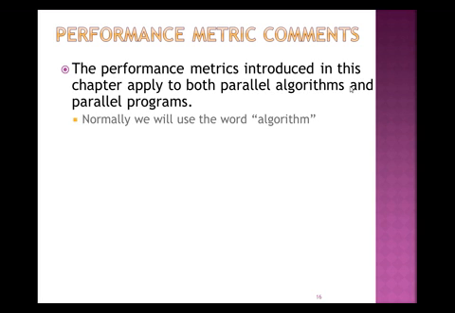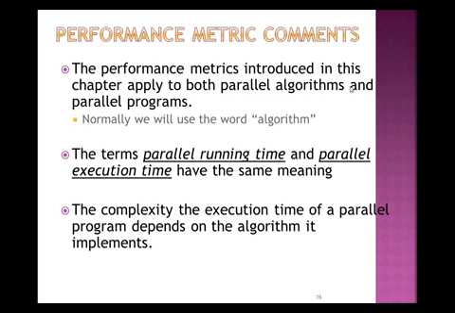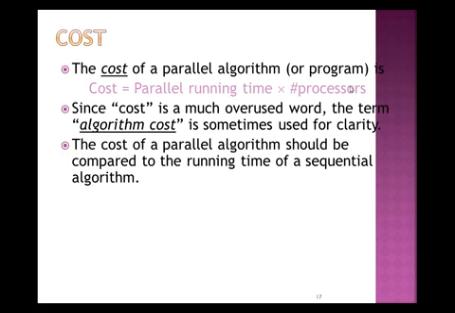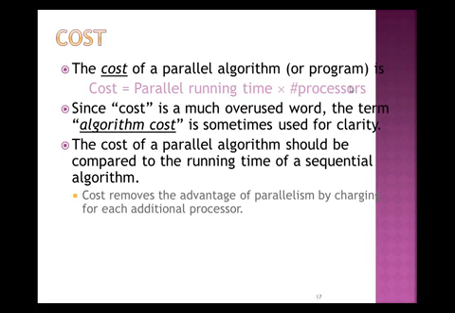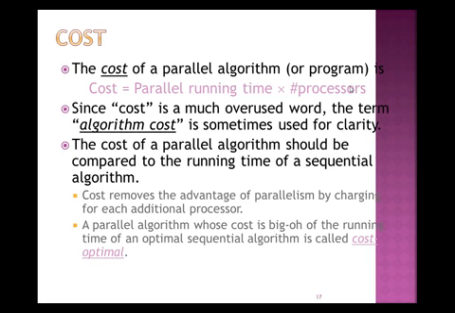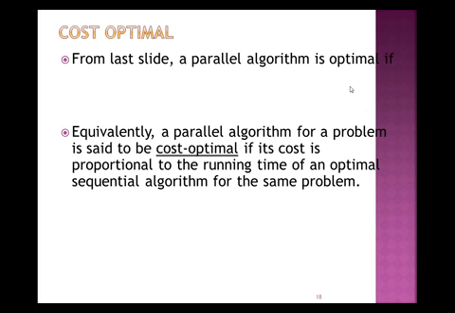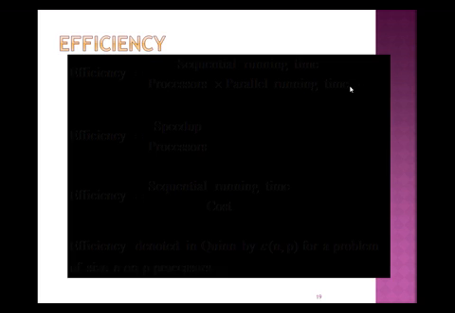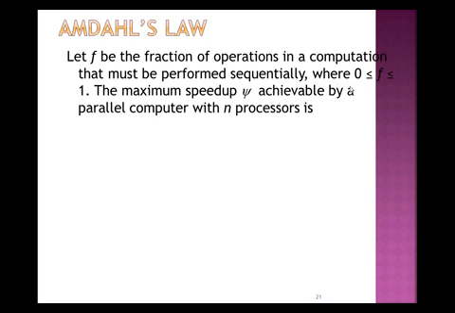Then what we have studied about the metric components. Then we have discussed the cost, that is what is the cost of a program or algorithm. This is the formula, that is parallel running time times number of processors. Then cost optimal, we have studied the cost optimal, that is comparing with the average cost. Then efficiency, bound on the efficiency, what are the limitations on the efficiency.